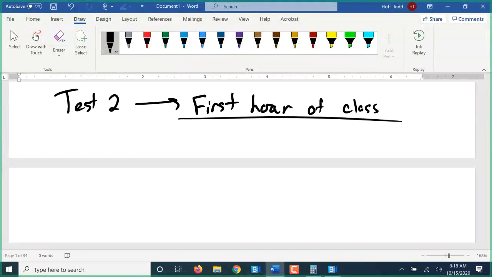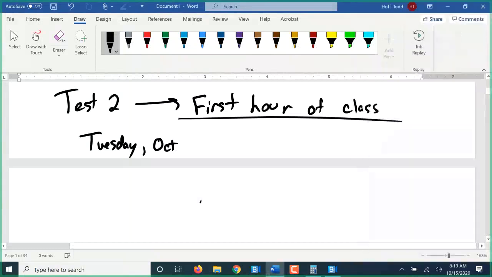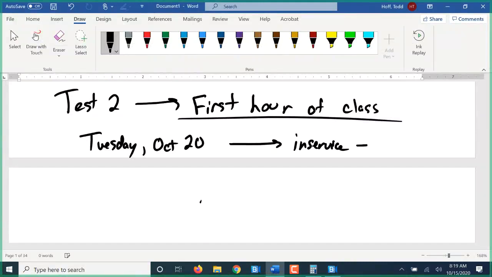Just so you are aware, next week, Tuesday, which is, what is that, October 20th, I believe? It is. There's an in-service. That means no classes. Next week, Tuesday. So tomorrow we'll work on the exam for an hour. I'll have it posted later today for you, so if you want to start early, you can.